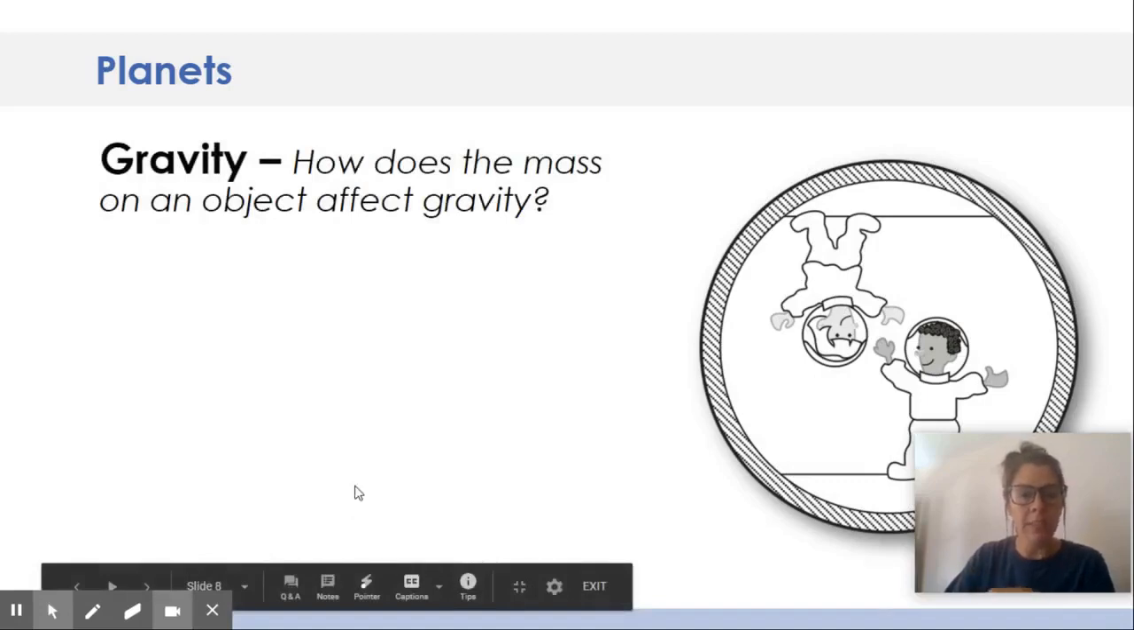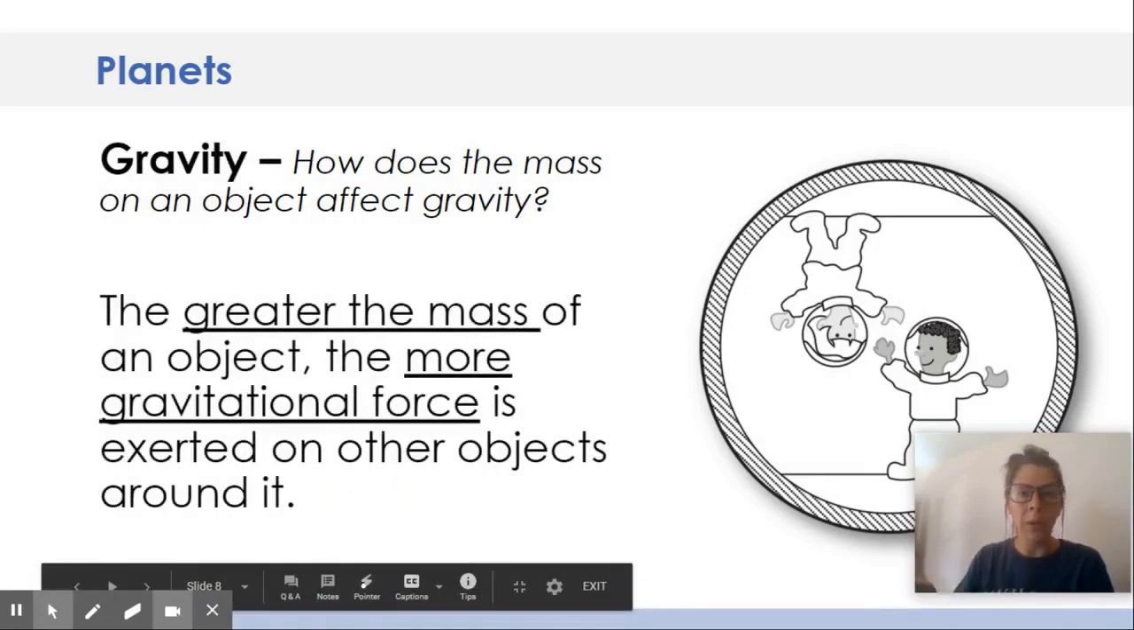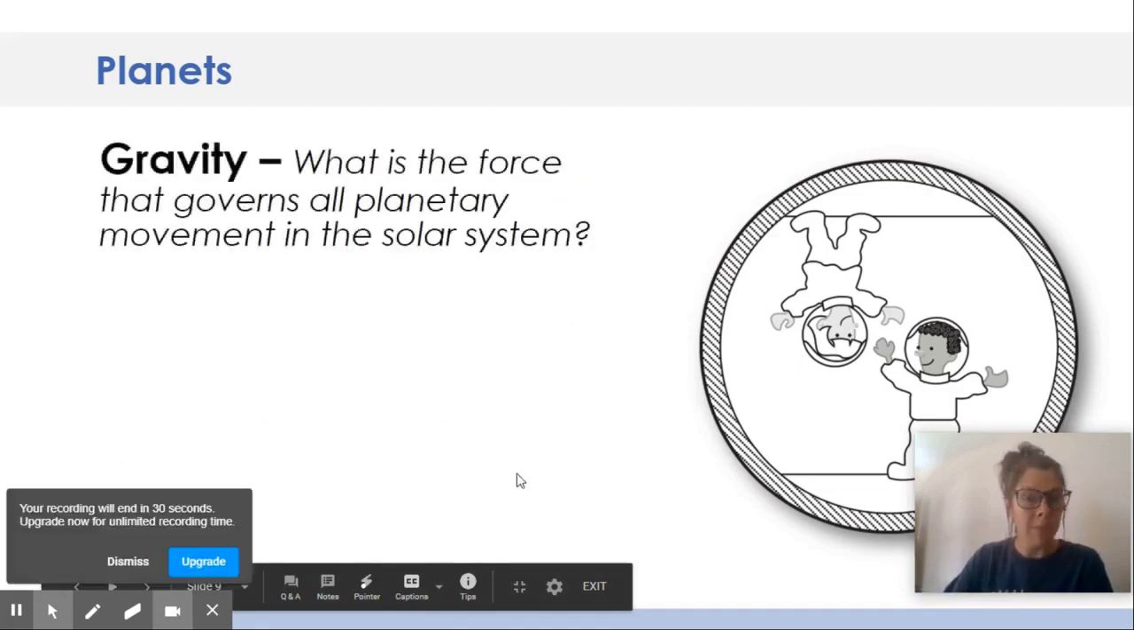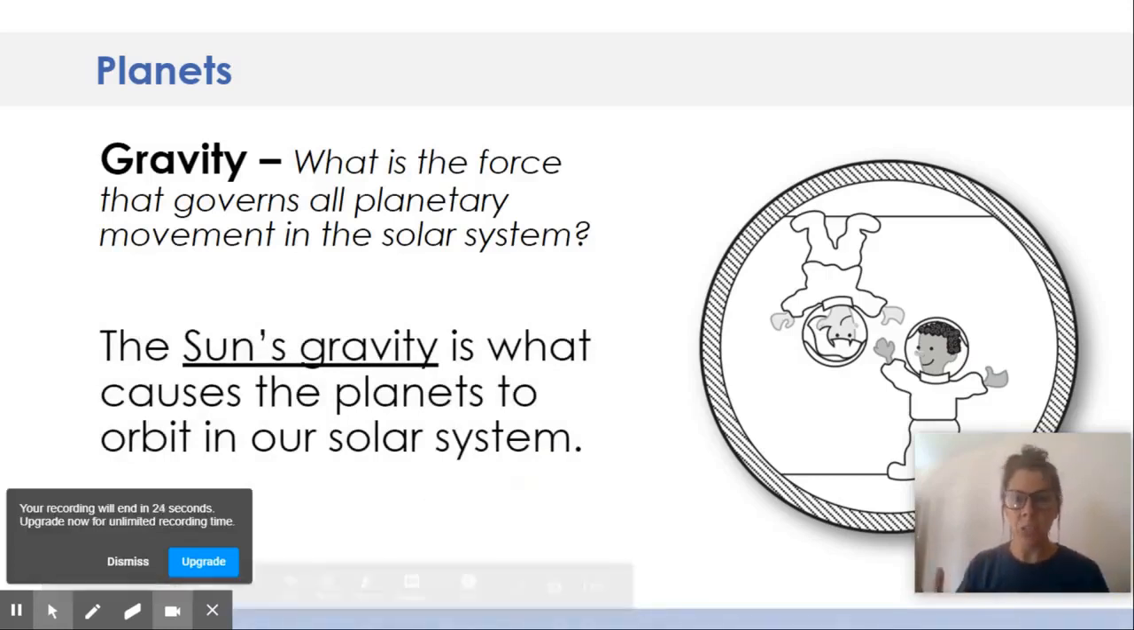Now, one question you could ask is, how does the mass of an object affect the gravity? Well, the greater the mass, the more stuff that it's made of, the more gravitational force that it can exert on an object around it. So that means, for example, our sun is huge. It's the hugest thing in our solar system. It has such a strong gravitational force or pull, it's what keeps all the planets in orbit around it.